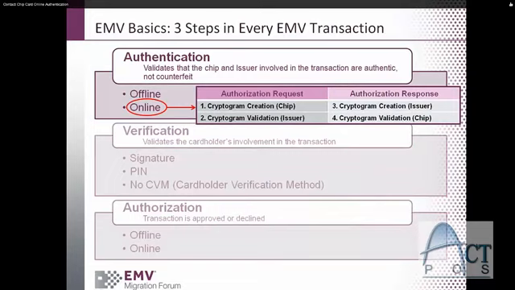And think about this in four main steps. The first two steps take place in the authorization request, which is where the cryptogram is created by the chip and then later validated by the issuer. And then in the authorization response, the issuer creates the cryptogram, and that cryptogram is later validated by the chip. And it's through these four steps that an EMV transaction is made very secure. And we will talk about each of these four steps during this presentation.